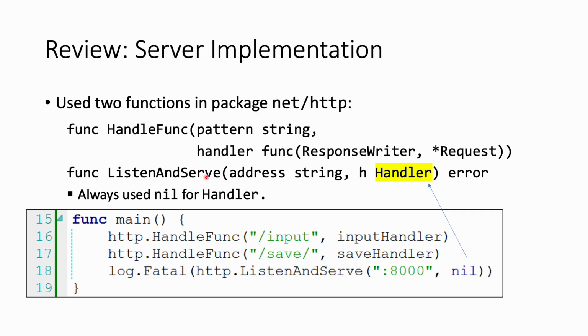Function ListenAndServe takes two arguments, where the second argument is of type Handler, but we didn't know what it represents, and we always use nil for the handler argument. In this lecture, we will learn what that Handler type is and how to use the function ListenAndServe with a non-nil handler value.